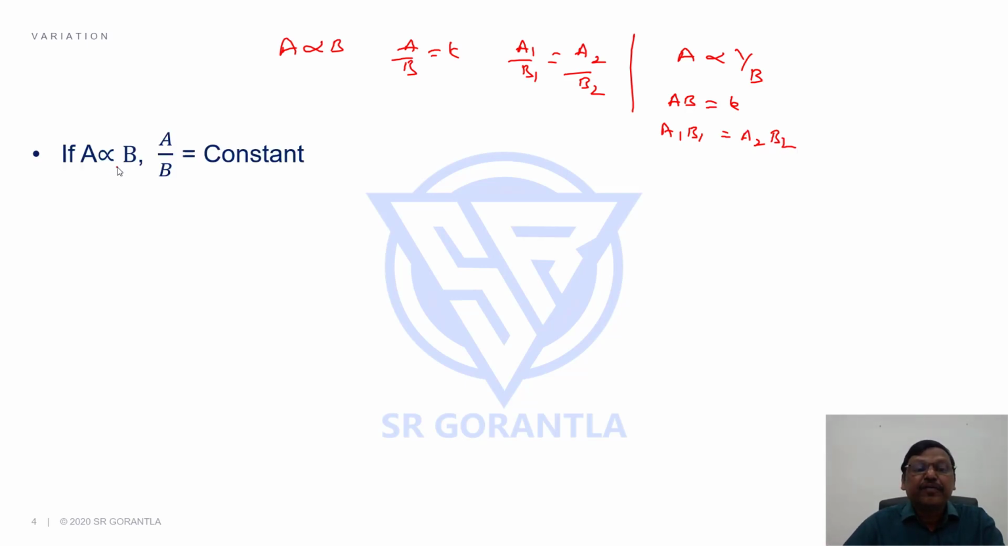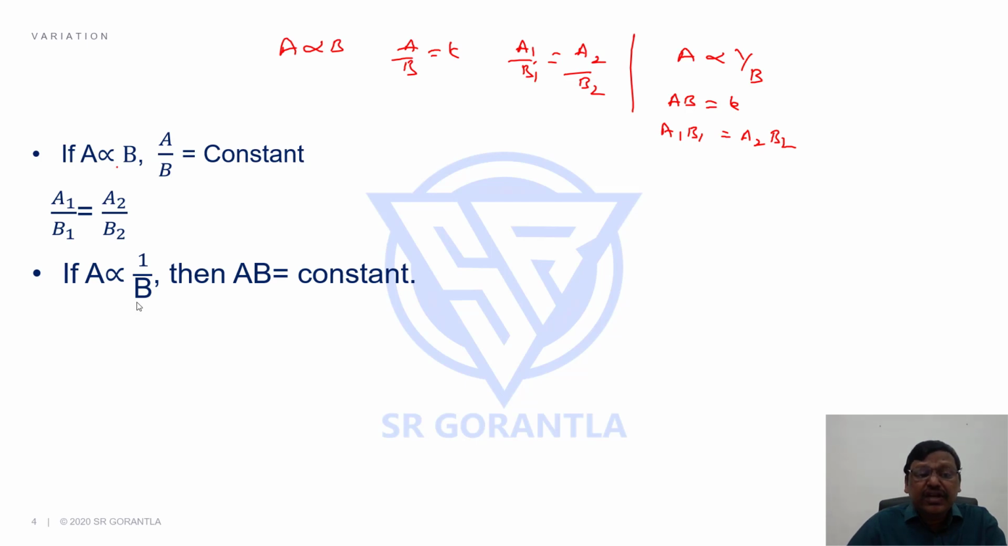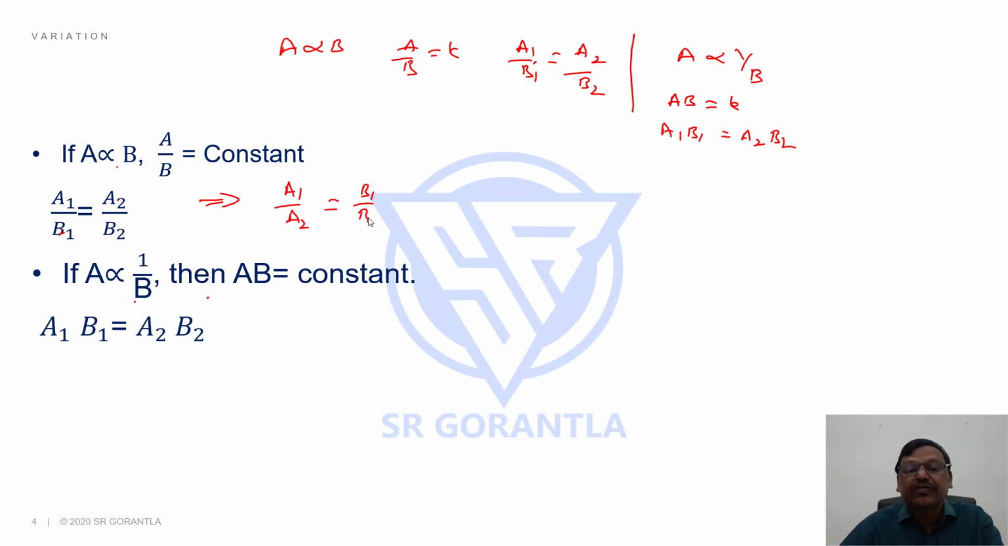If a varies directly with b, a by b is constant. We can say a1 by b1 equals a2 by b2. If a varies inversely with b, then a into b is constant, or we can say a1 b1 equals a2 b2. Here I can also write this as, if a2 goes this side, a1 by a2 will be equal to b1 comes right hand side, b1 by b2.